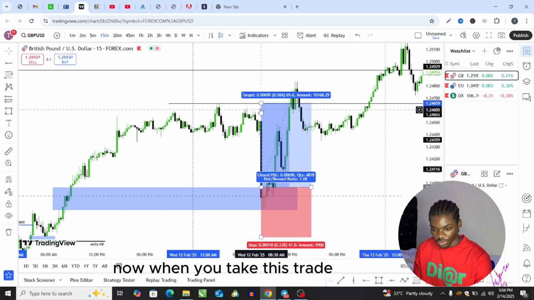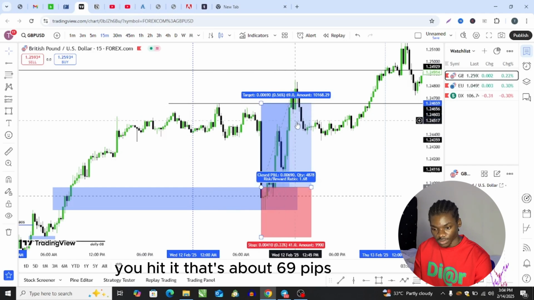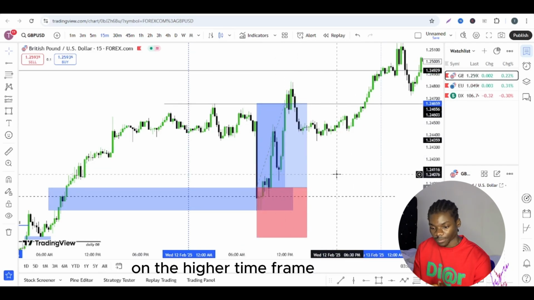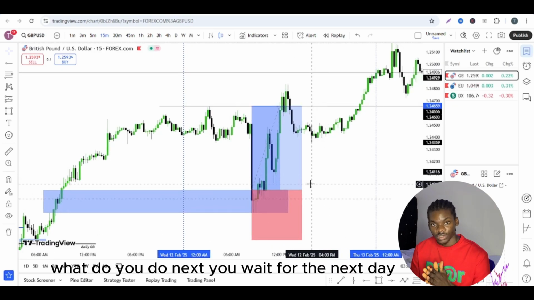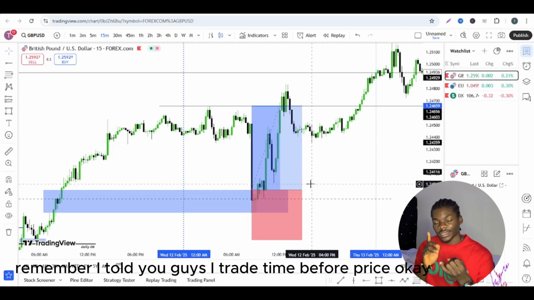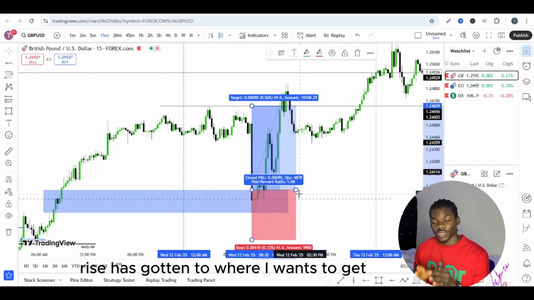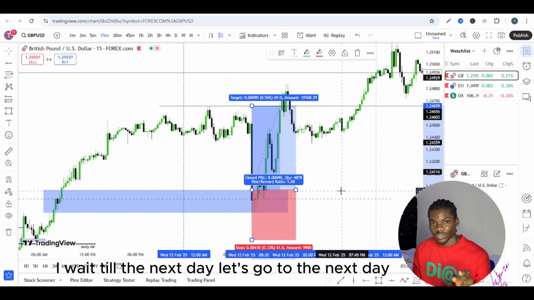Now, when you take this trade, you are looking to take profit at this high. And what happened? Boom, you hit it. That was about 69 pips. That's the power of looking for trades on the higher time frame. So, after getting a trade today, what do you do next? You wait for the next day. Remember I told you guys I trade time before price. So I'm done for the day. Price has gotten to where I want it to get to, which is this old high. So once price has gotten here, I'll wait till the next day.